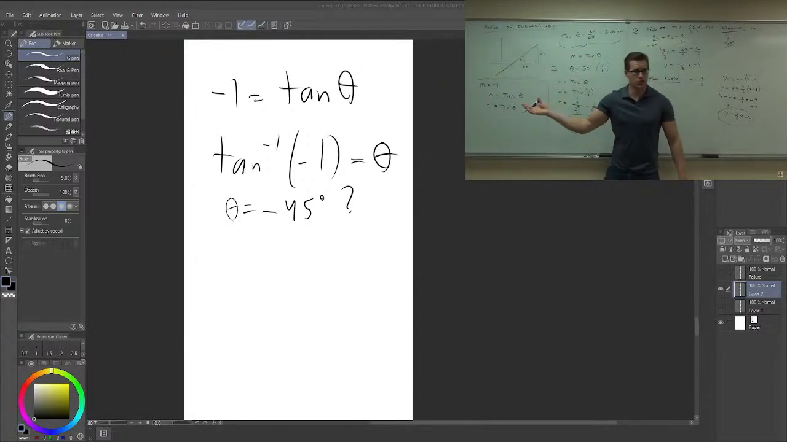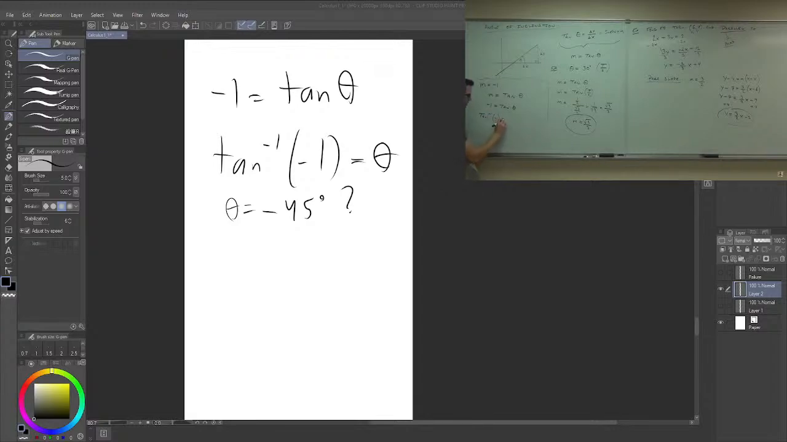You can do tan inverse of both sides. We do tan inverse of negative 1 equals theta. If you do tan inverse of both sides, the tan inverse and the tangent cancel out, and you have theta. I never even understood how that worked. I was just like, oh, tan inverse of negative 1, that's what we have right here.